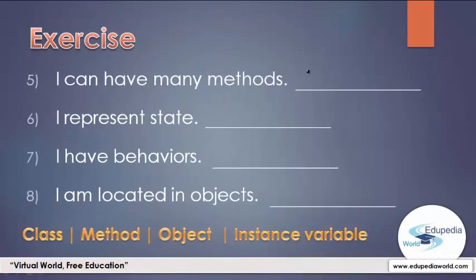The fifth question, I can have many methods. We define methods in the class, and each object created using the class can have them. So the perfect answer is object, and also you can say class.